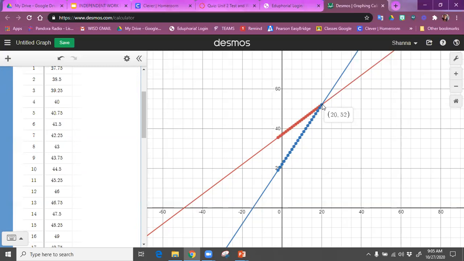Now, to me, I'm a by-hand person. I would have just set them equal to each other and solved for X and solved for Y. But I'm going to show you that there's technology. But don't forget by hand. It's your friend too. Okay?